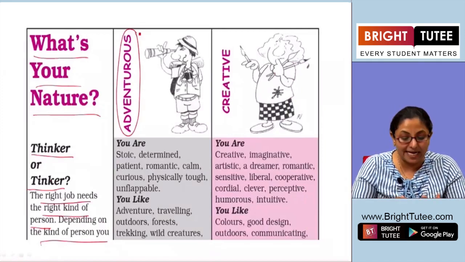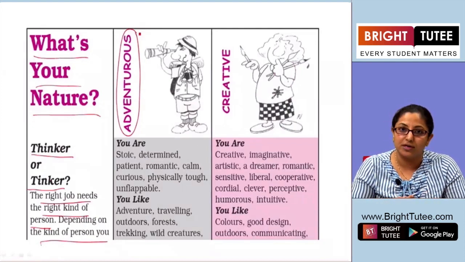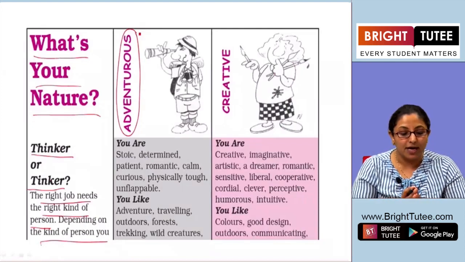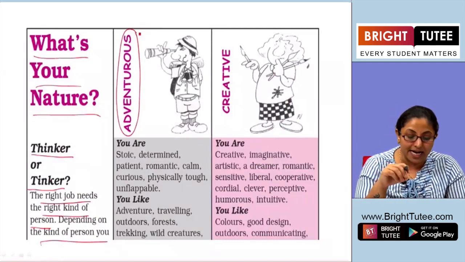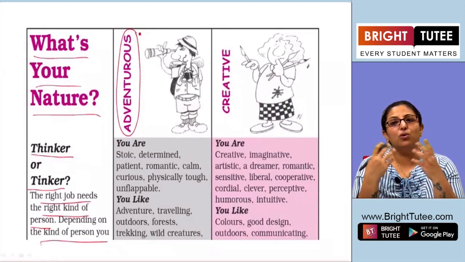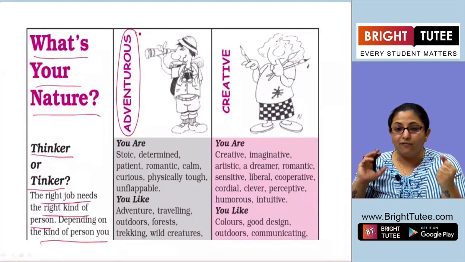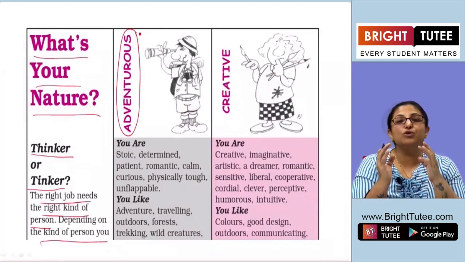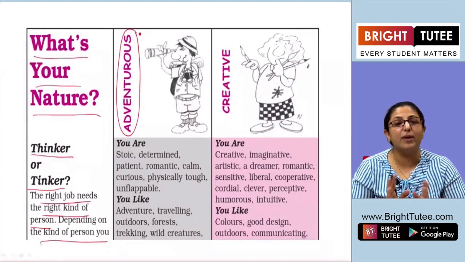Now let me explain each word. Stoic means somebody who is very calm, who accepts every situation without any complaint or without showing any emotion. So one who is adventurous is a stoic fellow. Determined is easy to understand. Determined means how strong your willpower is and how firm you are on your decisions. Patient, they don't complain of anything, they are very patient, they are very calm.